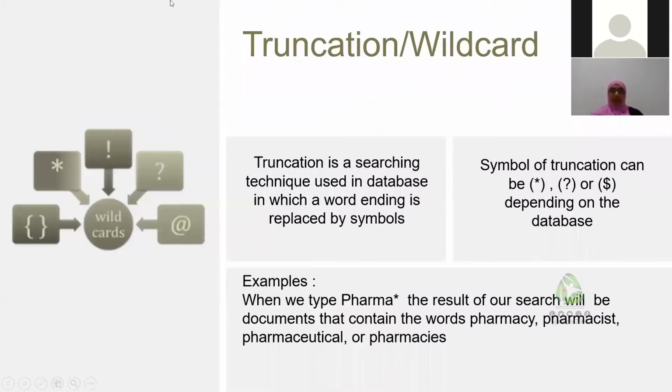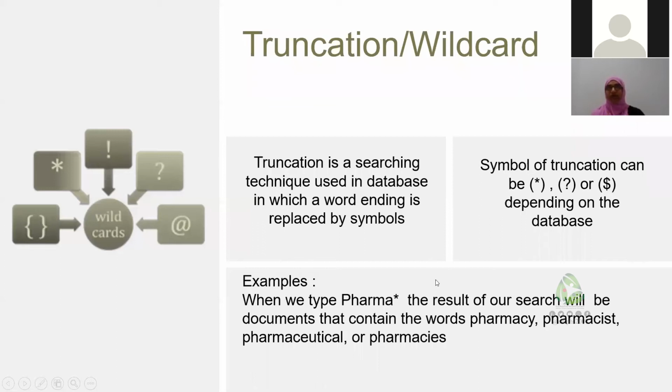Okay. Going into truncation and wildcards. Again, each database has its own truncations and wildcards. Truncation is a searching technique used in a database in which a word ending is replaced by a symbol. Symbols can be any symbol depending on the database. So you need to know the database. And I will show you an example just to understand.